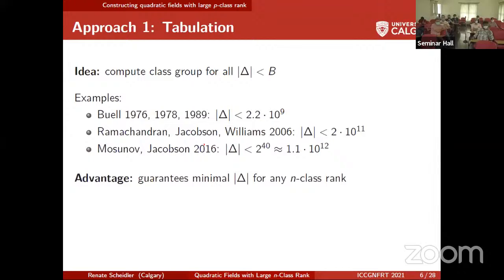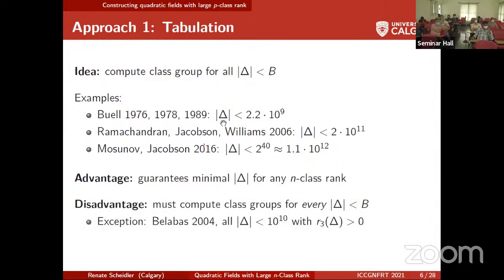You just check when you get the first n class rank of whatever you want it to be, and then that's your smallest example. So you can guarantee to find minimal discriminants, but the disadvantage is that you need to compute all these class groups. So that's a lot of work. Computing class groups is not so easy, and there are lots of them up to big bounds.